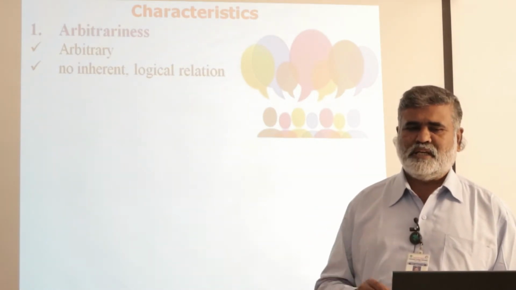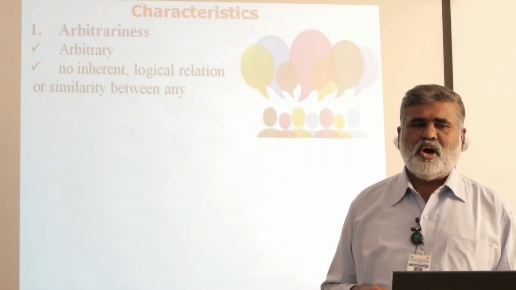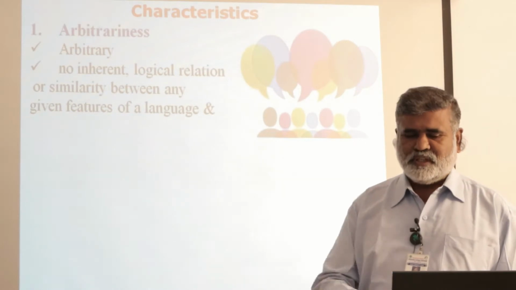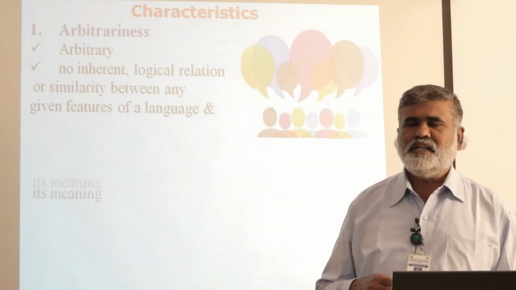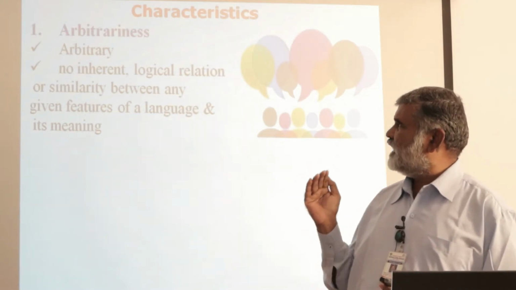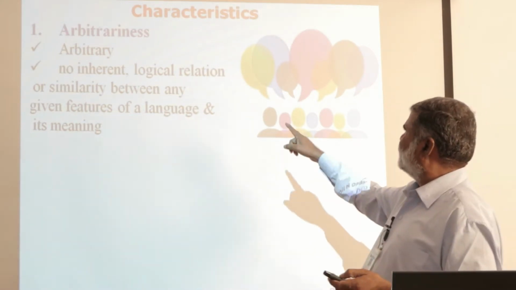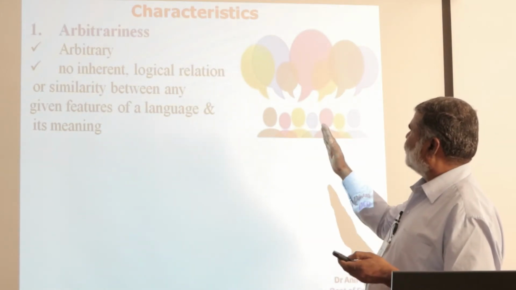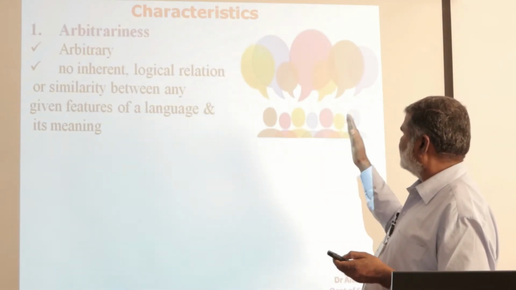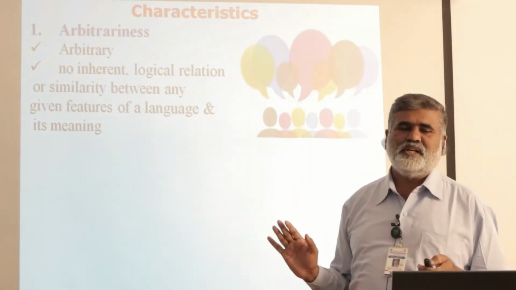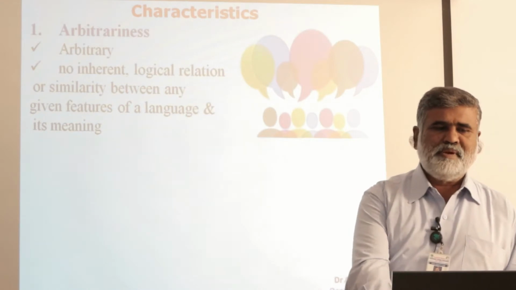There is no logical relation or similarity between any given features of language and its meaning. So when we consider any kind of object, we have different words. The diagram shows that one word in one language, then the word in another language, and the next language are going to differ, even in meaning also.